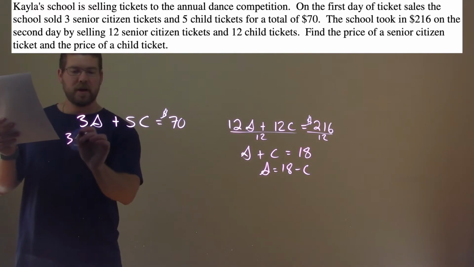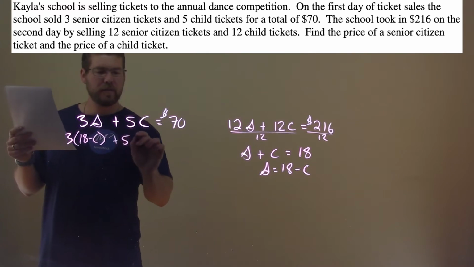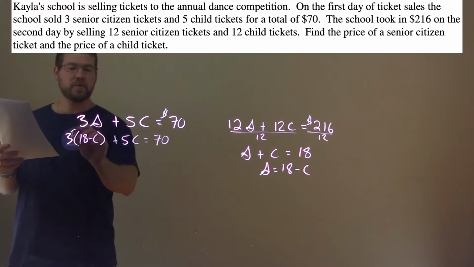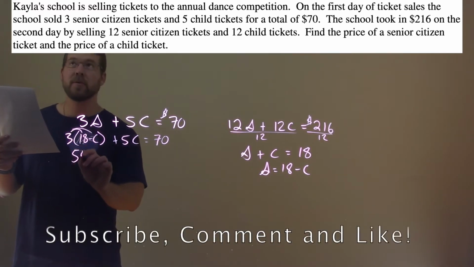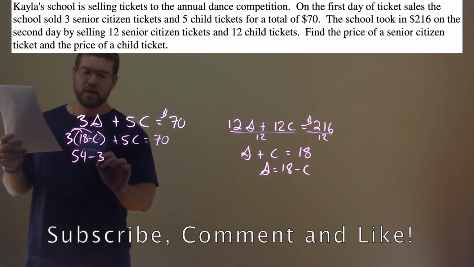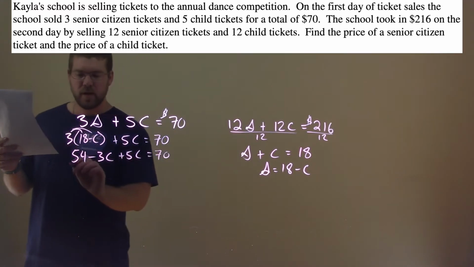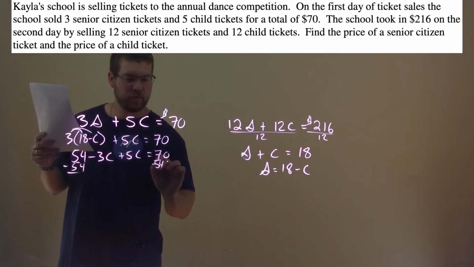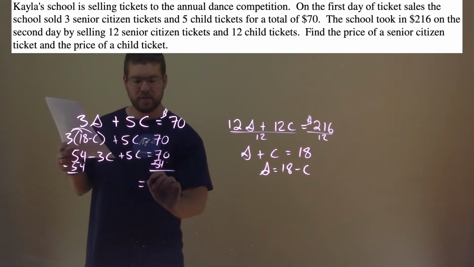So we have 3 times 18 minus c plus 5c equals 70. And we're solving, so we'll distribute the 3 to the 18 and the c. 3 times 18 is 54. And 3 times c is minus 3c, plus 5c equals 70. I'm going to subtract 54 from both sides. 70 minus 54 is 16.